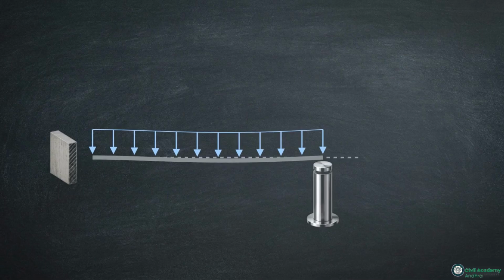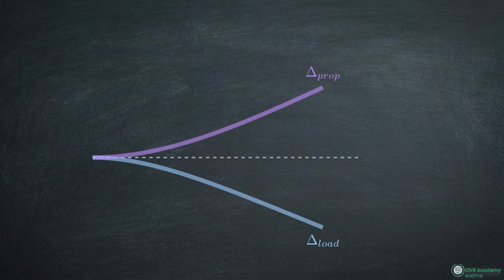To solve for the unknown force of the prop, we use the principle of compatibility. The downward deflection caused by the distributed load must be perfectly equal and opposite to the upward deflection caused by the prop. They cancel out to 0 at the tip.